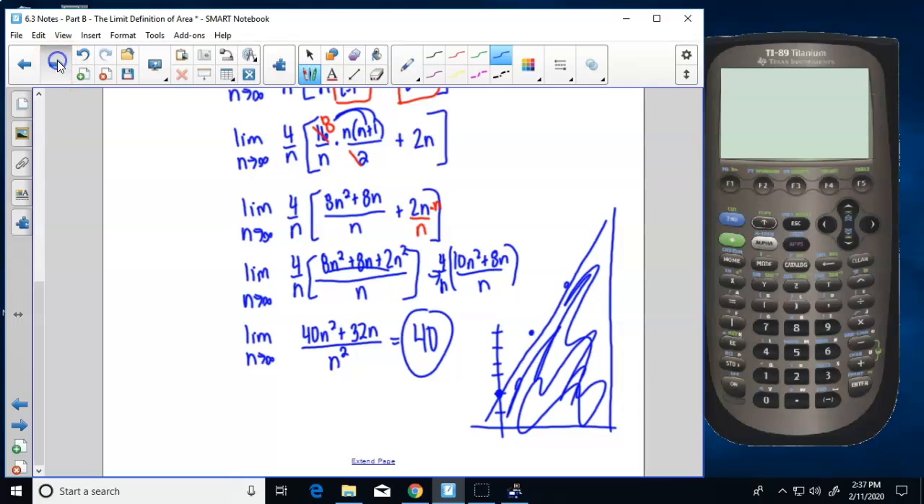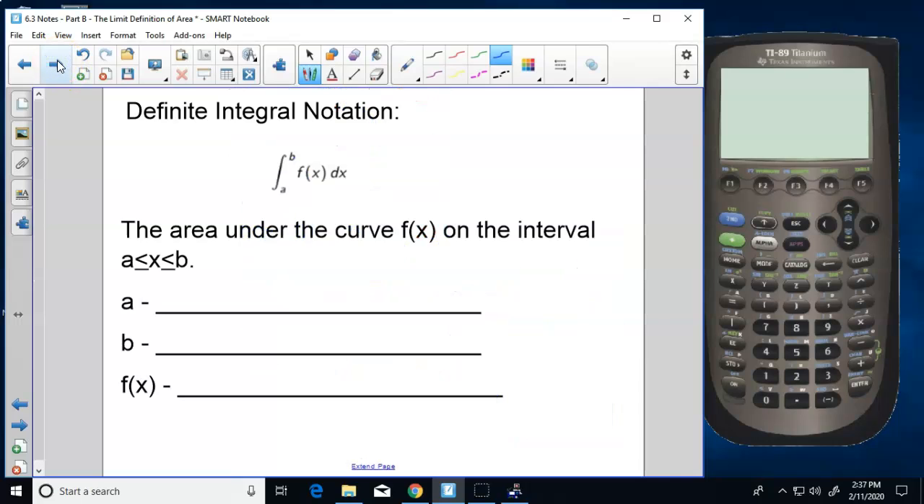Alright, so some notation that I need to introduce you to, and this will help you when you get to the last free response question on your problems for this week. And I'm going to give you just a hint on those towards the end.